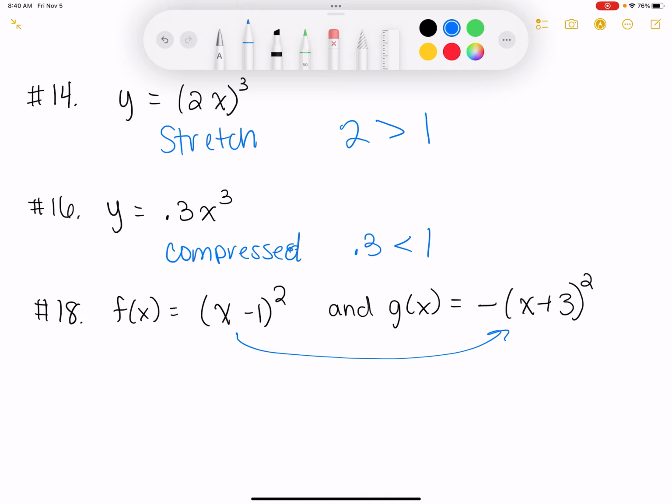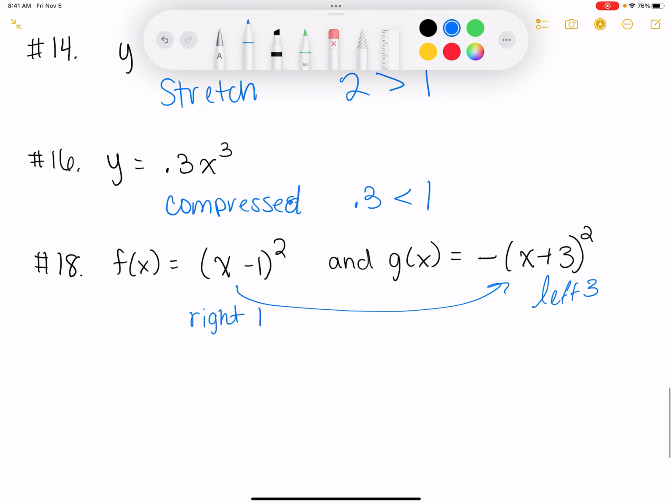Okay, so here, let's just talk about what's happening in this one. That one's being shifted right 1. This one just went right 1. So this one is how many shifted? Left 3. So in order to get from right 1 to left 3, from 0, because these are both saying from that 0 point, you'd have to go left 4.